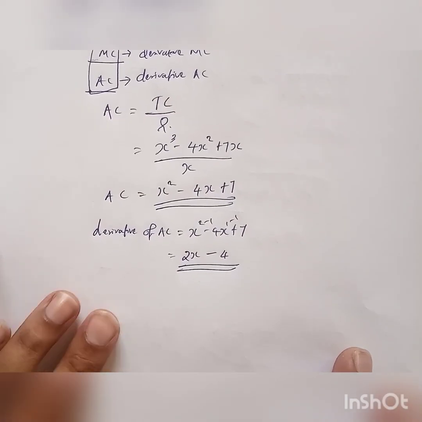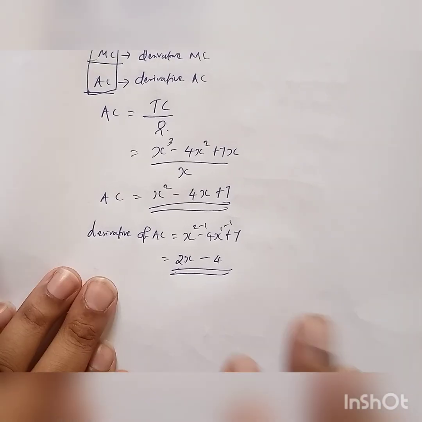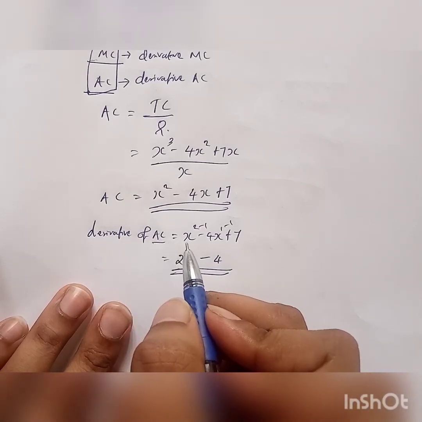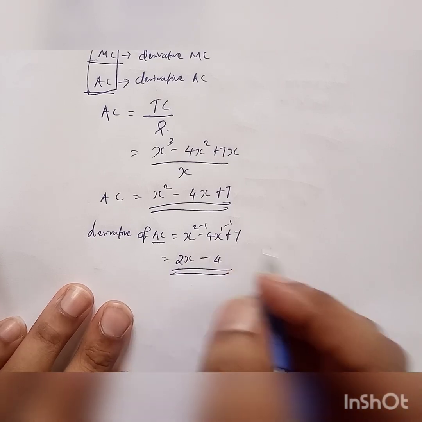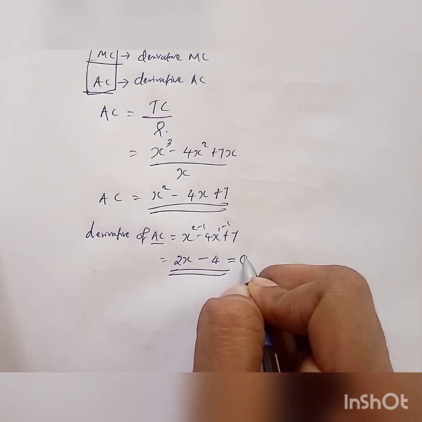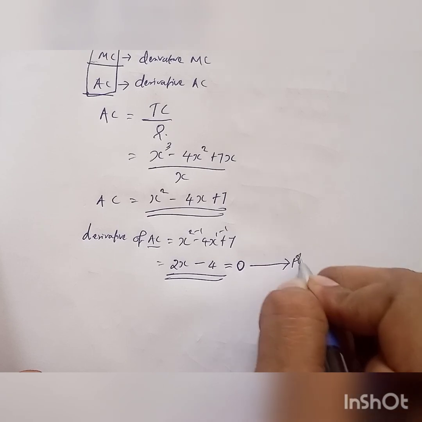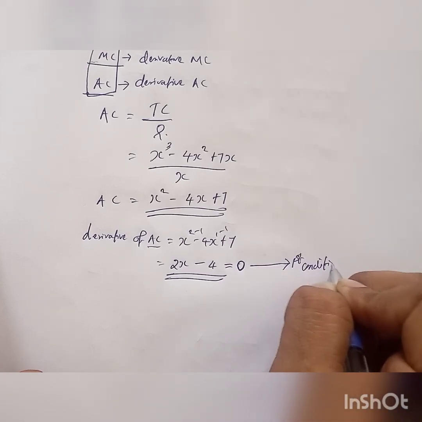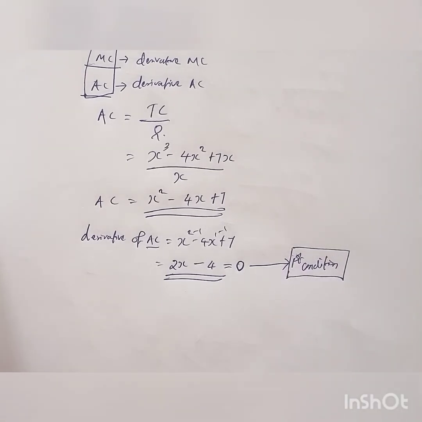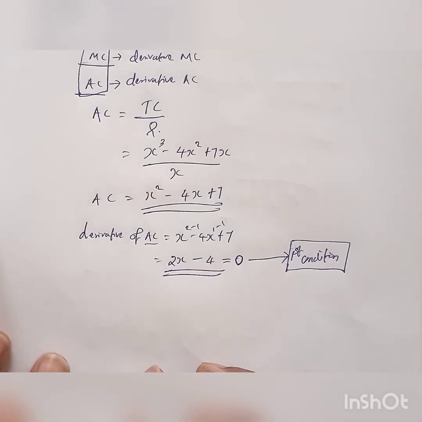Next step is, what are the rules to be followed while solving a cost minimization problem? So first rule is, whenever we are getting the derivative of any cost, it can be average cost, total cost, or marginal cost, the first derivative should always be equal to 0. This is the first condition. Derivative of whatever cost we are finding in the question should be 0.